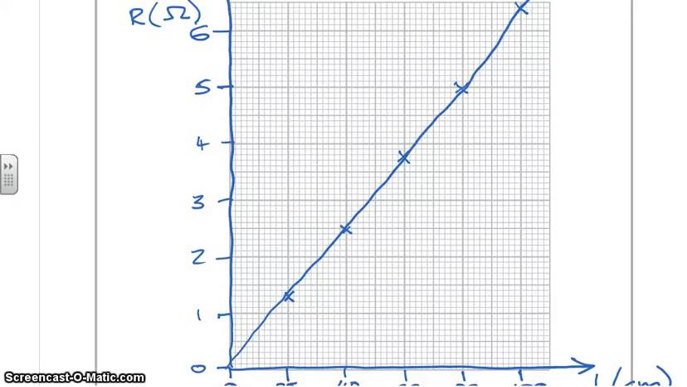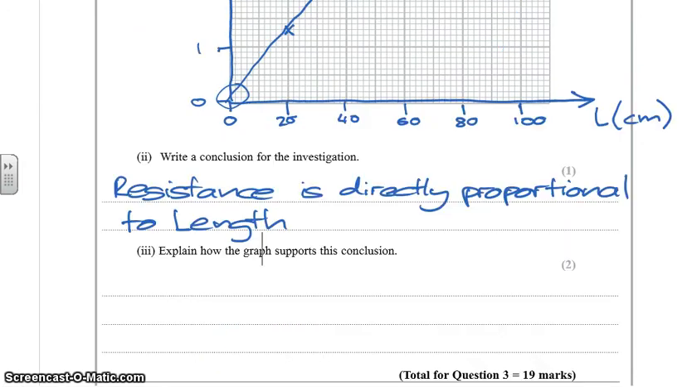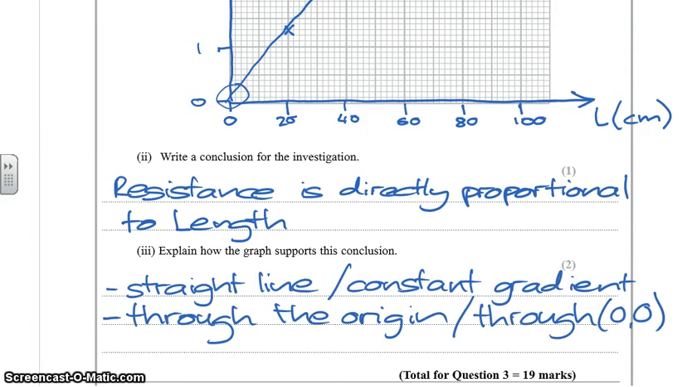And then finally there's my line of best fit. Again, you should be drawing yours with a pencil and a ruler. If you've done it accurately, it should end up passing through 0, 0. So what conclusion can we draw? Resistance is directly proportional to length. And how does the graph support this conclusion? The reason that it does is because the graph is a straight line. The other way of saying that is that the graph has got a constant gradient which passes through the origin, or you can say it passes through 0, 0.